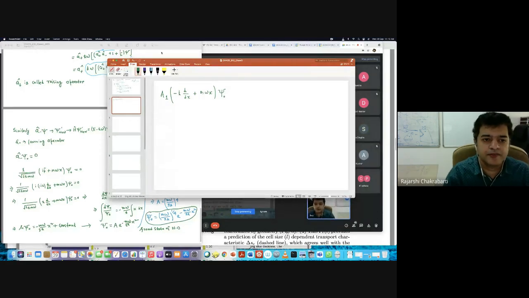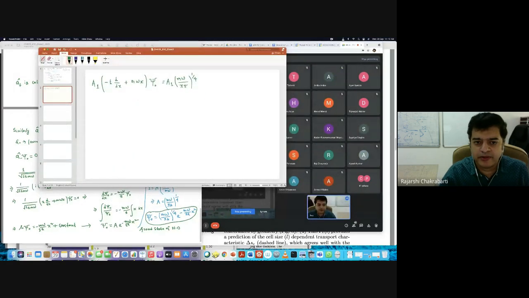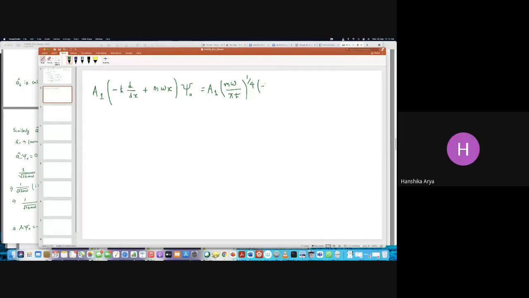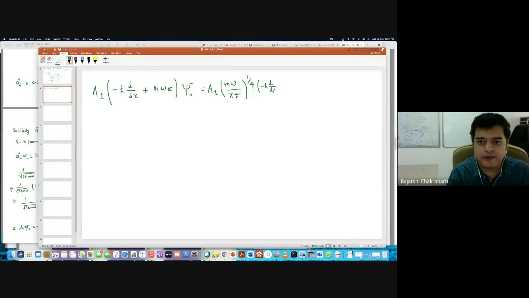What is psi 0? I just substitute the value of psi 0 here. Let us do it. A1. The psi 0 has a constant, so I can just put it here. The constant was m omega over pi h cross to the power 1/4. Can you see the slide, or maybe I'll make it slightly bigger? This is fine? Yes, sir. This one plus m omega x. Sometimes I forget to put the cap, but better to put the cap. And what is this psi 0?